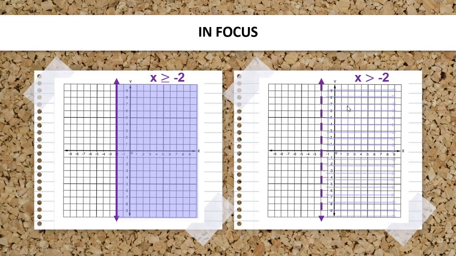So we could also draw it this way. We could draw arrows. It depends on what you prefer, if you prefer to shade it this way or if you prefer drawing arrows. So there you go.